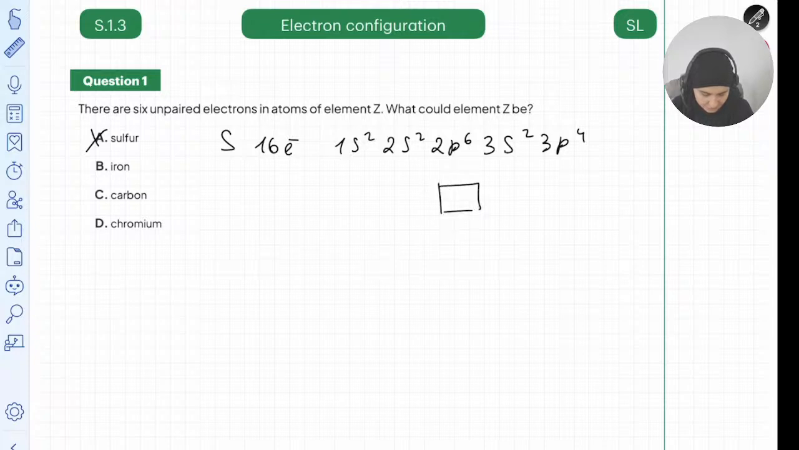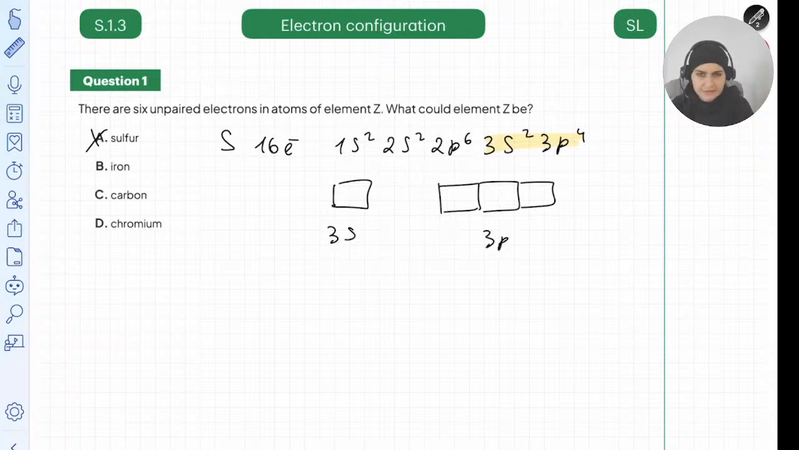Just in case, let me remind you. Let's write 3s and 3p for illustration. 3s is one square, so it has one orbital. 3p, and any p subshell, has three orbitals. 3s2, two electrons, that's complete. 3p4, remember we fill it one electron at a time: 1, 2, 3, and then the fourth one would be paired. So you see it has only two unpaired electrons, but it was clear that it cannot have six because it has four electrons, so not sulfur.